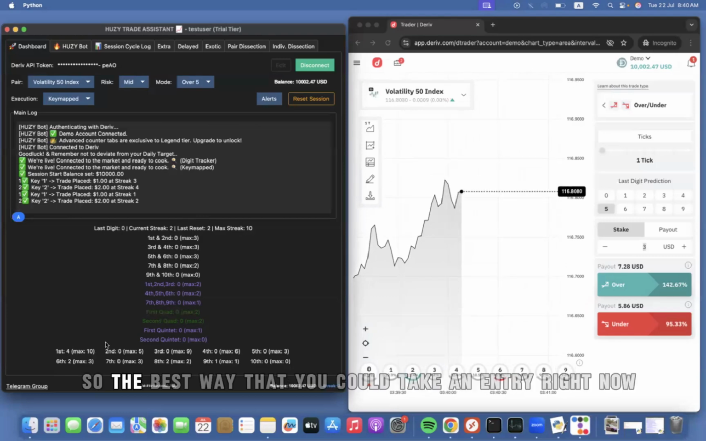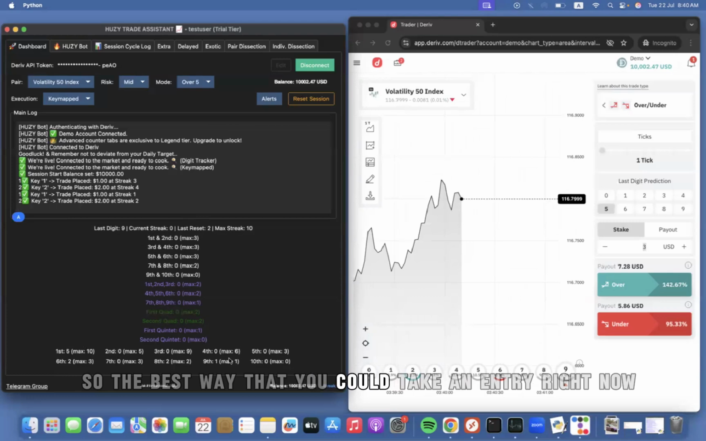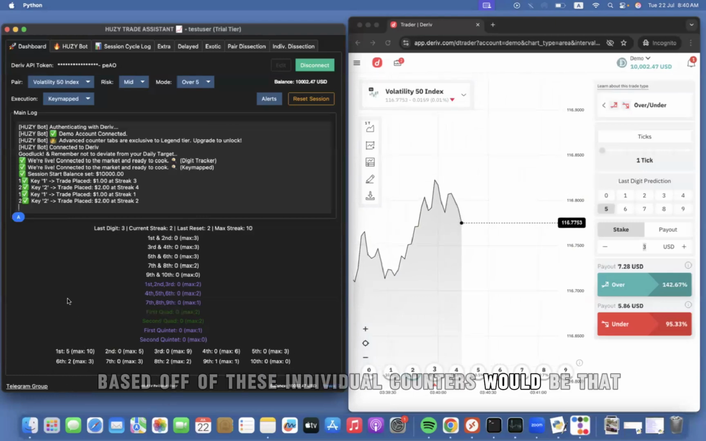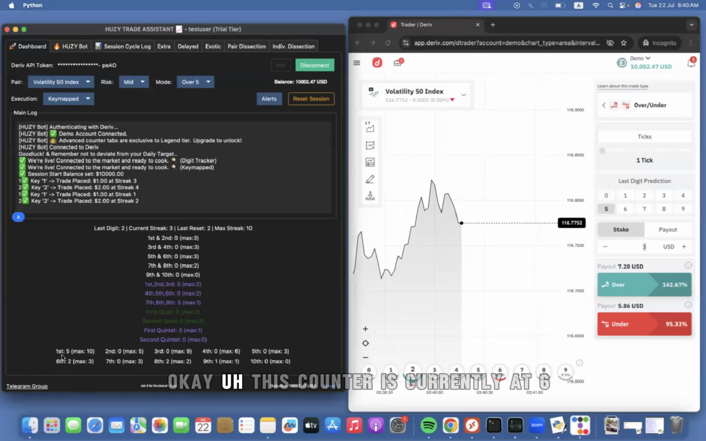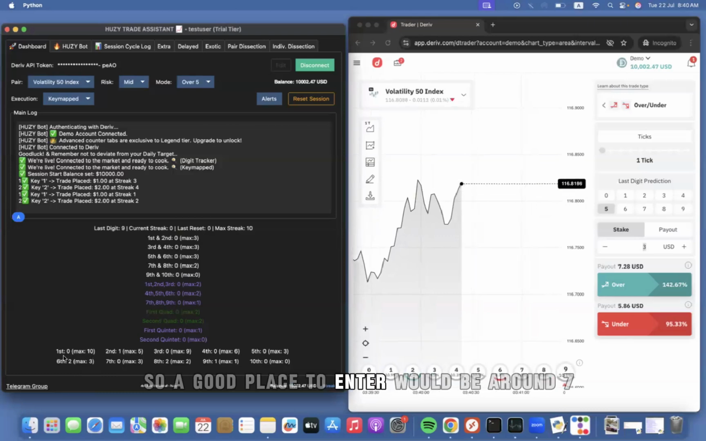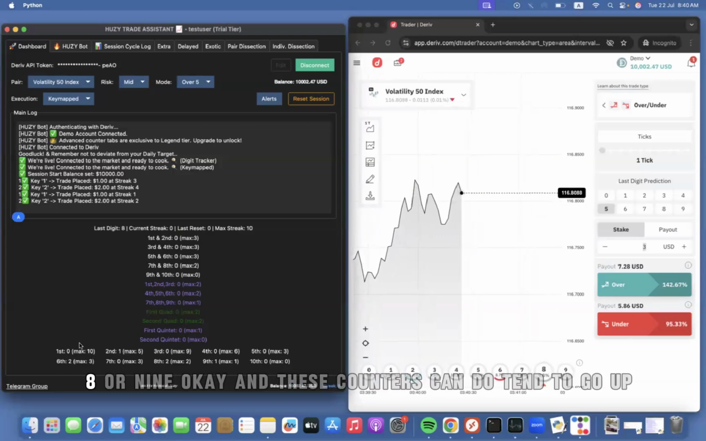So the best way that you could take an entry right now, based off of these individual counters, would be that this counter is currently at 6. It can potentially go up; the max it observed was around 10. So a good place to enter would be around 7, 8, or 9. And these counters do tend to go up.